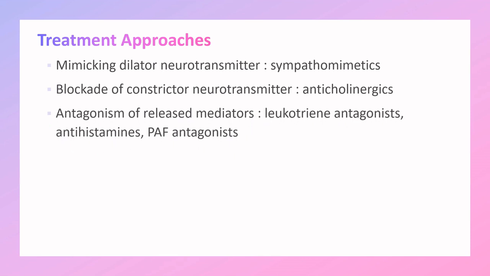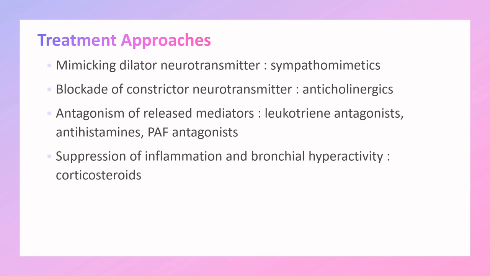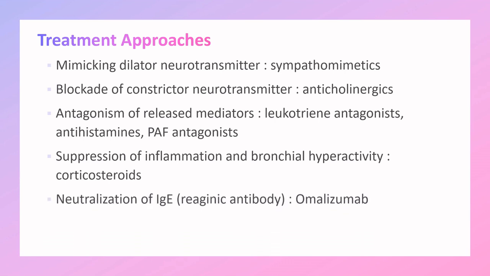Then we can also antagonize the effect of the various released mediators such as the leukotriene antagonist, antihistamines and the PAF antagonist. All these released mediators will ultimately cause bronchoconstriction, so we can antagonize their effects. We can suppress the inflammation and bronchial hyperactivity. The drugs that we have are the corticosteroids. And next we can also neutralize the effect of the IgE, which is the reaginic antibody, and the drug that we have is the omalizumab.